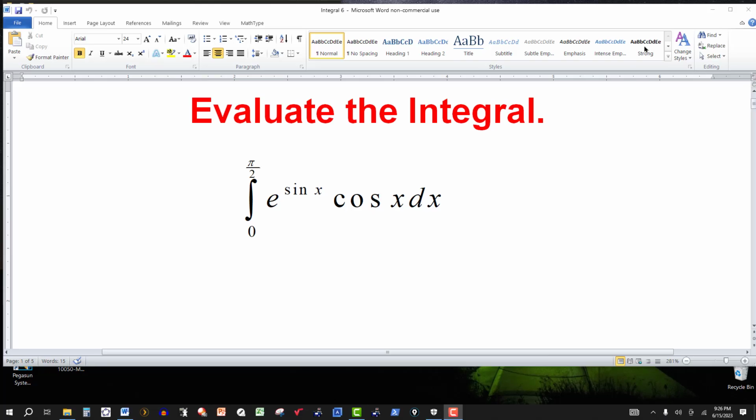In this video we have a definite integral to evaluate from 0 to pi over 2 of e to the sine of x times cosine of x. You can pause the video here if you want, try it, and I'll be right back.